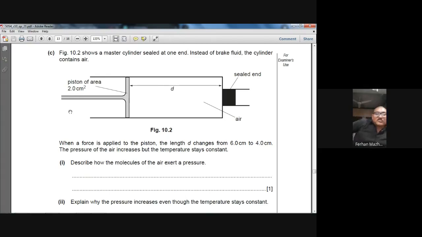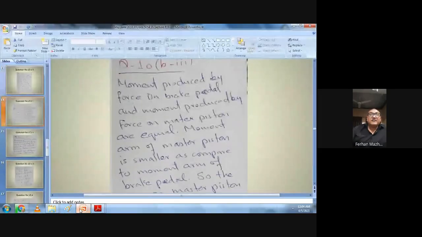They collide with the walls of the container, and they also collide with the piston. So when they collide with the walls of the container or with the piston, they exert force on that wall, and that force per unit area will be pressure. I've written this answer. Let me show you my answer.